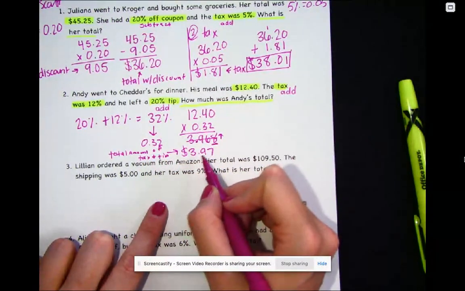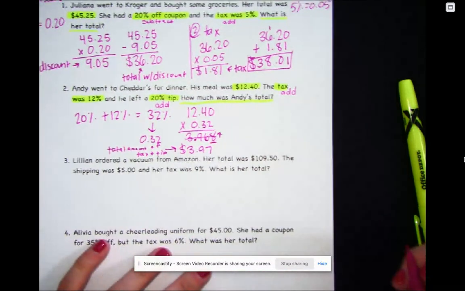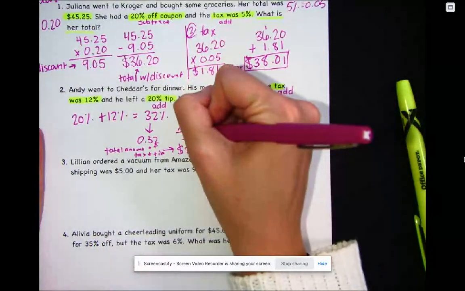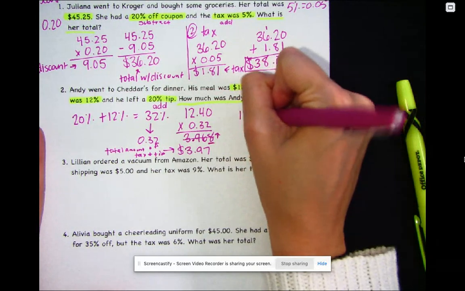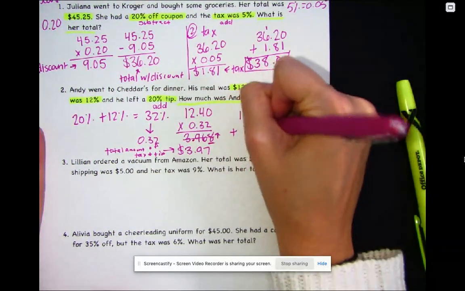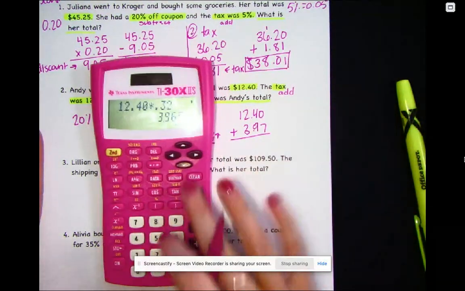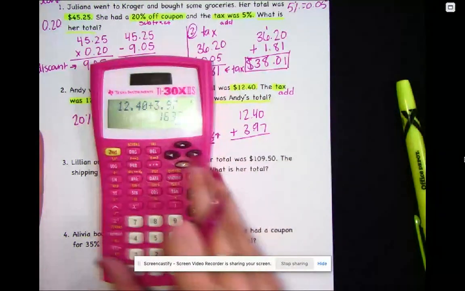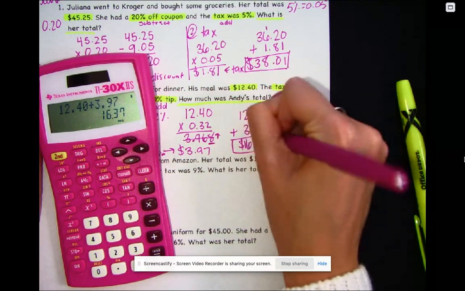So with the tax and the tip, Andy's going to pay $3.97 extra. Now that's not my answer because remember we have to multiply, then add or subtract. So I'm going to get 12.40 plus that 3.97, and then let me make that a little better. I'm going to get my calculator, and I got $16.37.